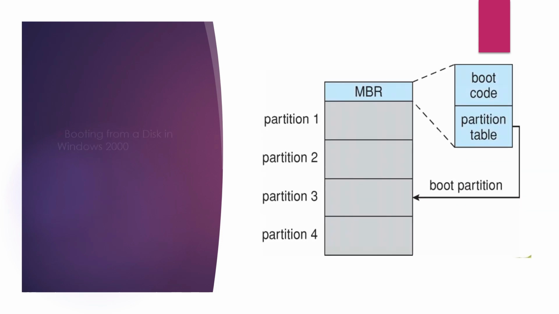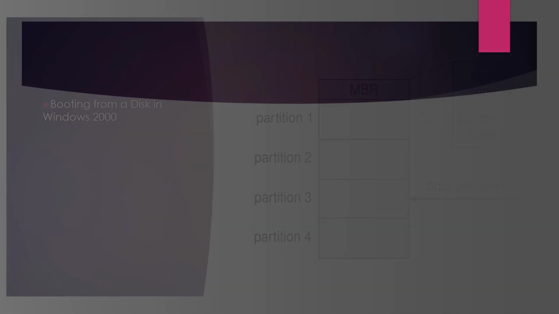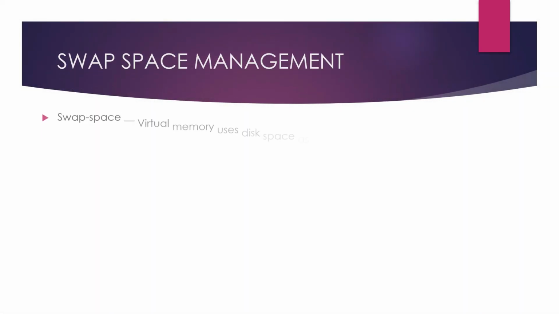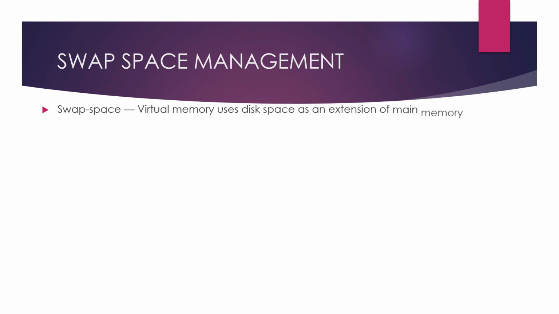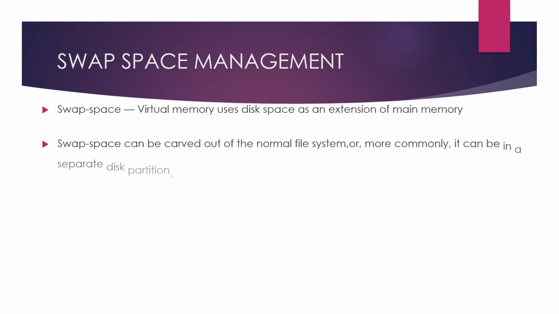Last but not the least is swap space management. Swap space: virtual memory uses disk space as an extension of main memory. Swap space can be carved out of the normal file system, or, more commonly, it can be in a separate disk partition. Swap space management.